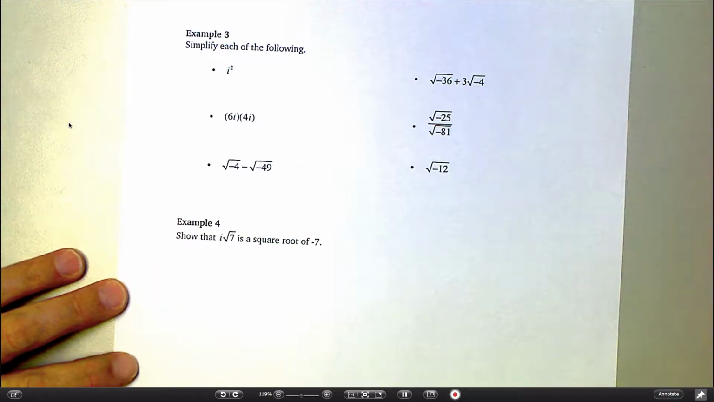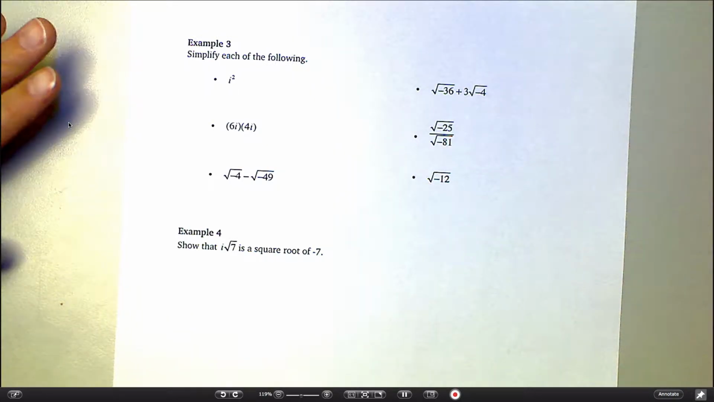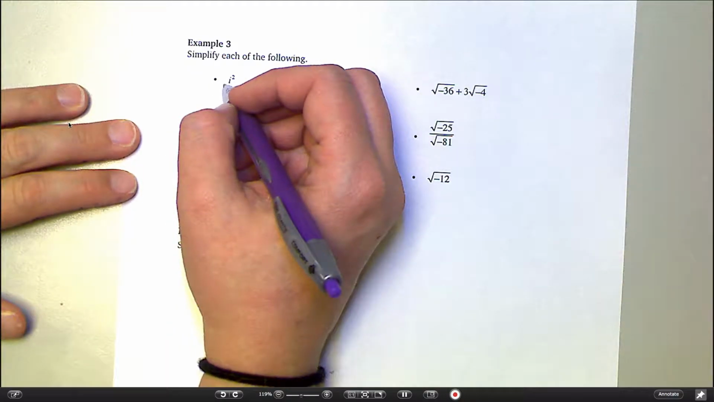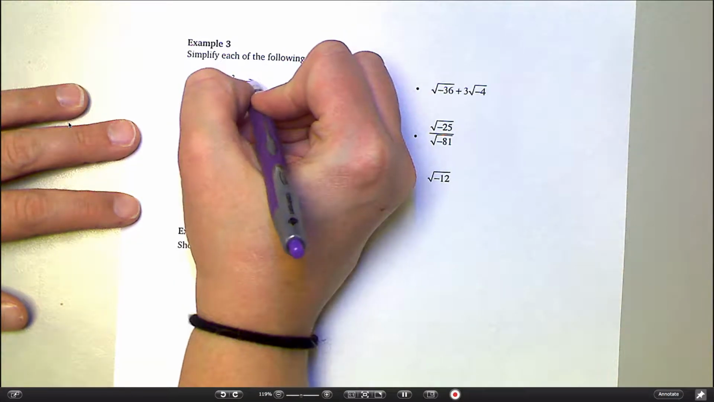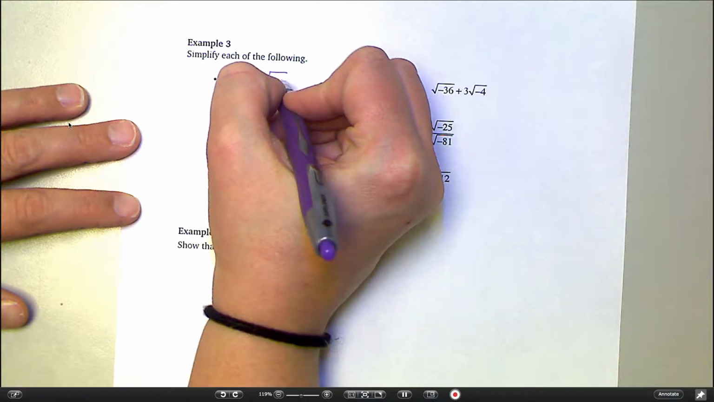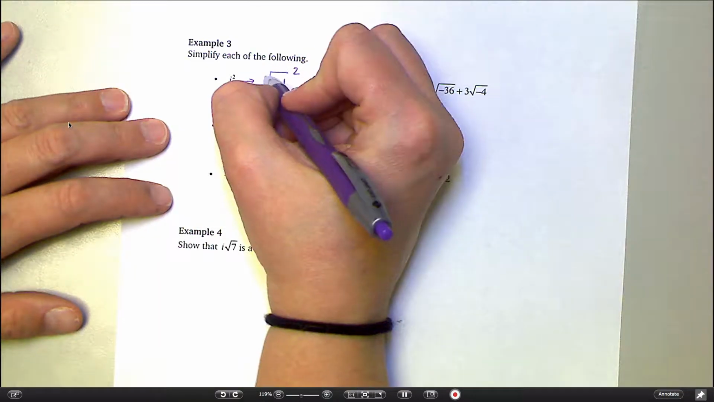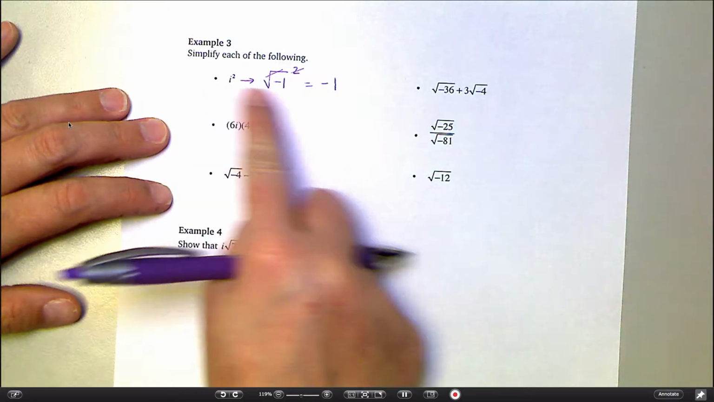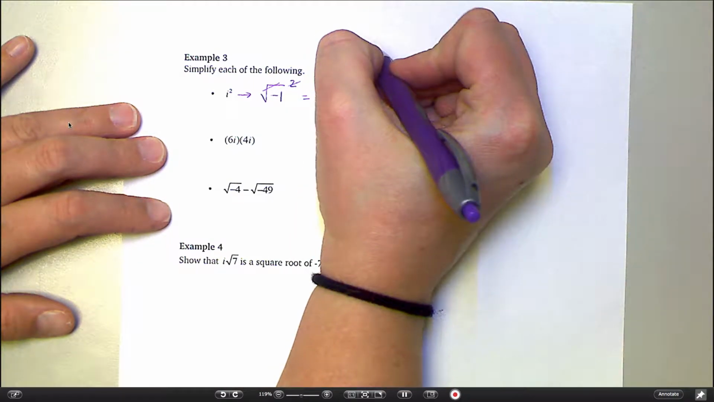So let's talk about some more stuff that has to do with i. This first problem just wants to know, what does i squared equal? This one is going to be really, really important. Okay? i squared. i itself is not negative 1. i is the square root of negative 1. So what this is really saying is, what's the square root of negative 1 squared? Well, a square root and a square cancel themselves out. And so i squared is just equal to negative 1. Okay? That's a very important distinction here.